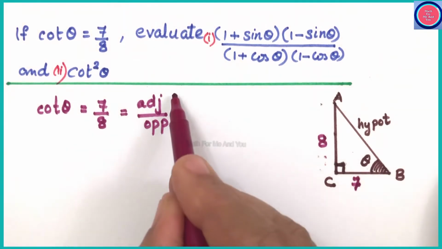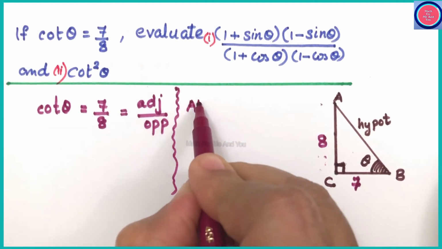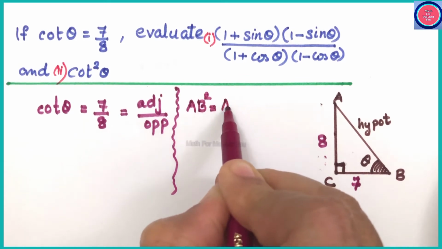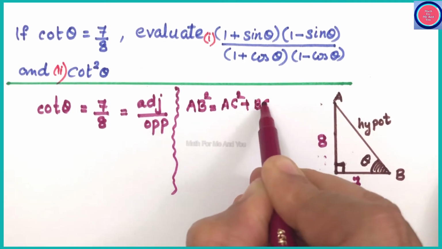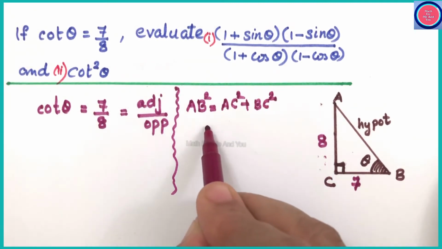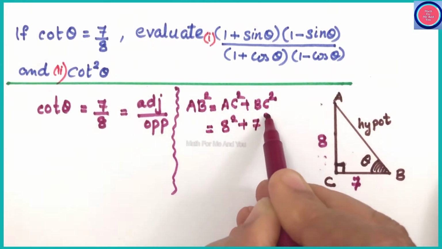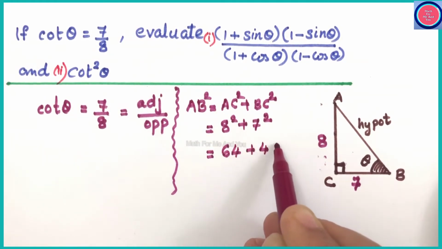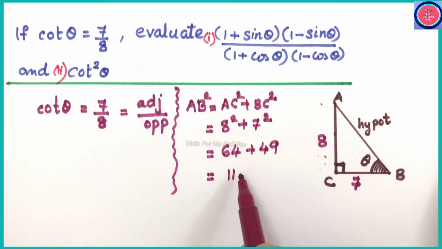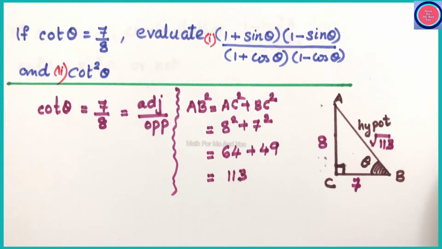Here we have to find hypotenuse. So we can write the theorem. Hypotenuse square AB square is equal to base square, that means BC square, plus altitude square or height square, that is AC square. So we get AB square equals AC square plus BC square. Substitute the values. 8 square plus 7 square, 64 plus 49, that is 113. It is AB square. So what about AB? AB is equal to root of 113. We have got all the three sides of this right triangle.